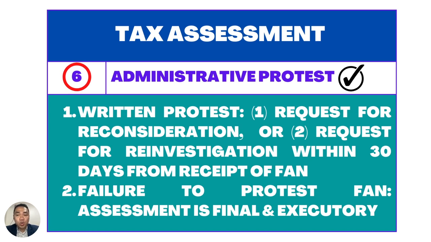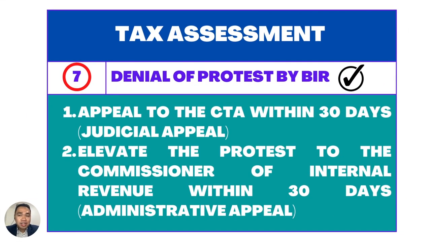Always take note that no request for reconsideration or reinvestigation shall be granted on tax assessments that have already become final, executory, and demandable. What is the taxpayer's next remedy after the denial of his protest by the BIR? If the protest is denied in whole or in part by the BIR Commissioner's duly authorized representative, the taxpayer may either appeal to the Court of Tax Appeals within 30 days from date of receipt of said decision, we call that judicial appeal, or elevate the protest through request for reconsideration to the BIR Commissioner within 30 days from date of receipt of said decision, we call that administrative appeal.